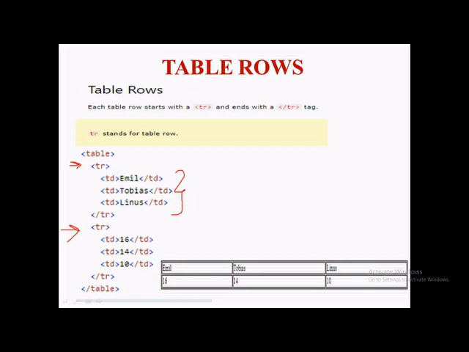What contents will be included in the new row? That is 16, 14 and 10. Again, I'm including three different contents, and after these contents are included in the second row, the second row will be closed with a closing tag. So this is how we insert the values in the rows.